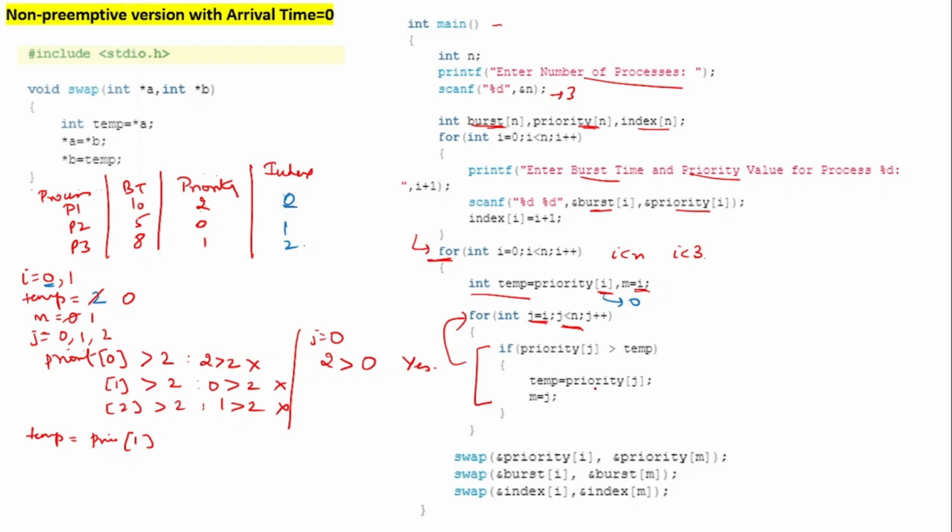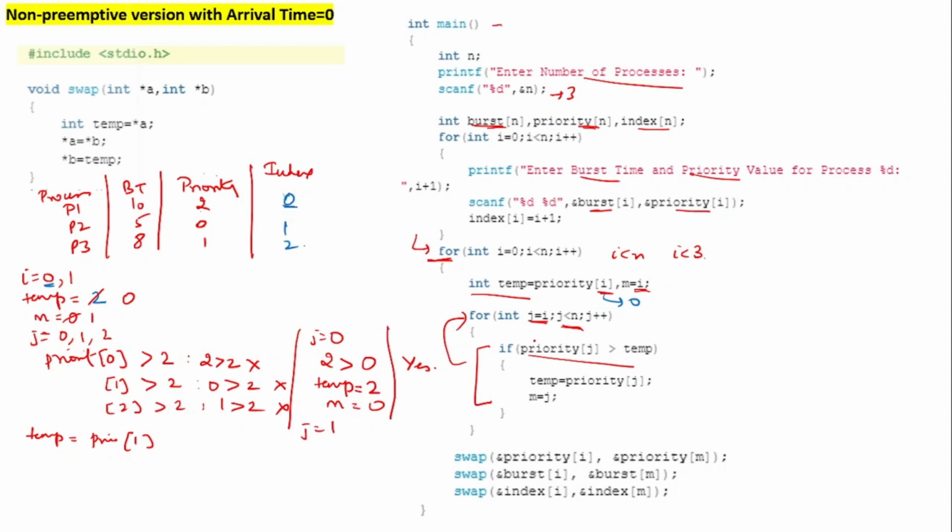Now, under this condition, temp would be set to the priority of j. Because j is 0, the priority of 0 is 2, so temp would be equal to 2, and m would be equal to j. So j is 0, so m would be equal to 0. Now temp has the revised value, that is 2. Now again j would be equal to 1.